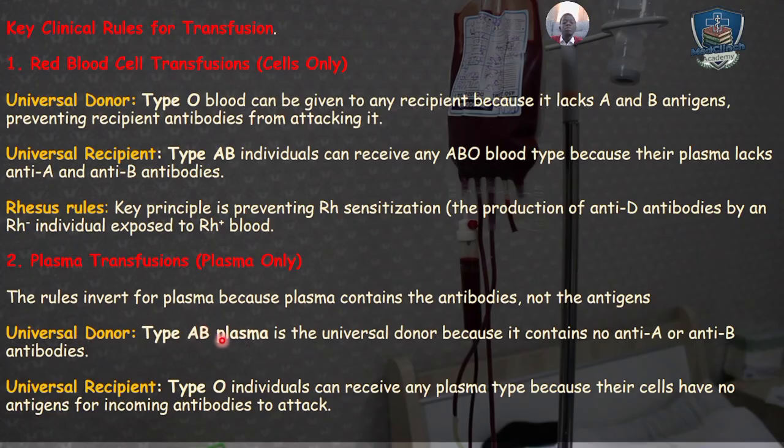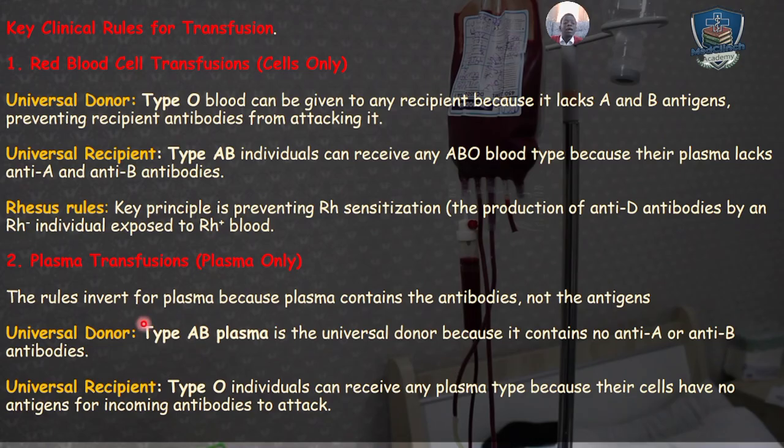Why? Because type AB lacks the antibodies. They don't have the antibodies in their plasma. So when it comes to plasma transfusion, the vice versa happens, whereby the universal donor now becomes type AB. So type AB plasma is termed the universal donor because it contains no antibody A or antibody B. Their plasma lacks the antibodies, so it's a very good plasma to give.